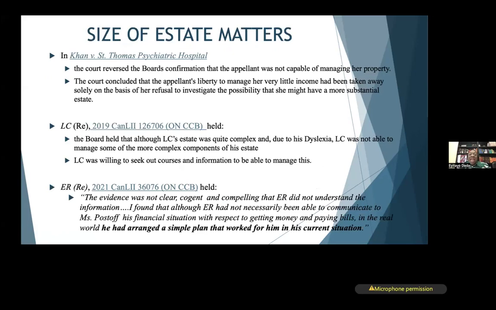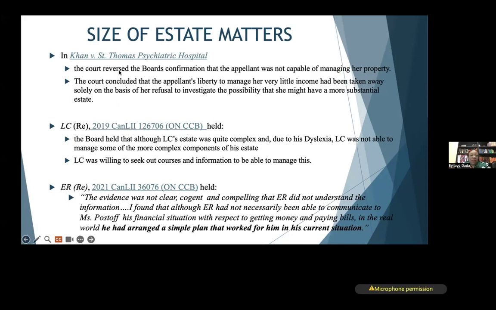The size of the estate, these are some of the substantial issues. What is the size of the estate? If you're representing an individual that's on ODSP, it's just $1,200, and ODSP pays her rent directly. So she's paying $600 directly. All she really has to manage is $400. The board looks into the size of the estate. It is relevant in the determination of whether an individual is capable or not.